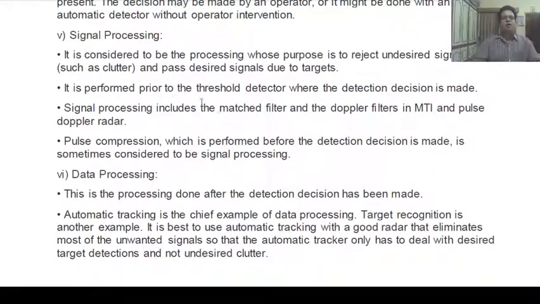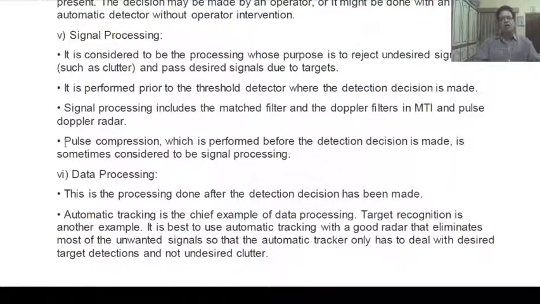Number 5. Signal processing. It is considered to be processing whose purpose is to reject undesired signals such as clutter and pass desired signals due to targets. It is performed prior to the threshold detector where the detection decision is made. Signal processing includes the matched filter and the Doppler filters in MTI and pulse Doppler radar.